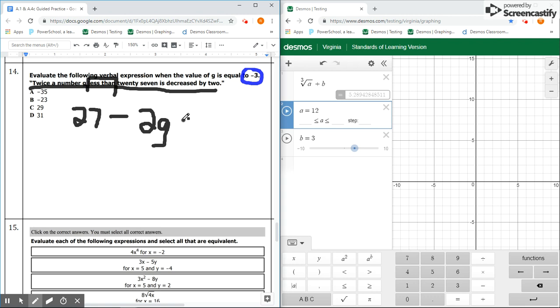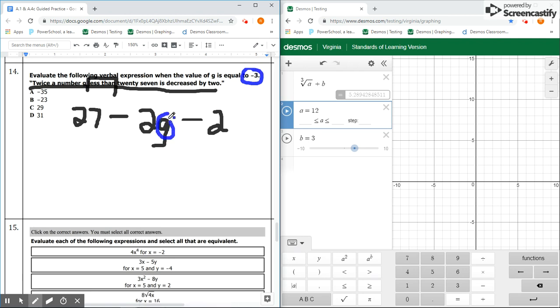So decreased, remember, is minus by 2. All right, so twice a number, that's 2g, less than, that's a minus, 27. Remember we had to switch them because it's less than, is decreased by 2, minus 2. All right, and now we need to evaluate for g equal to -3.